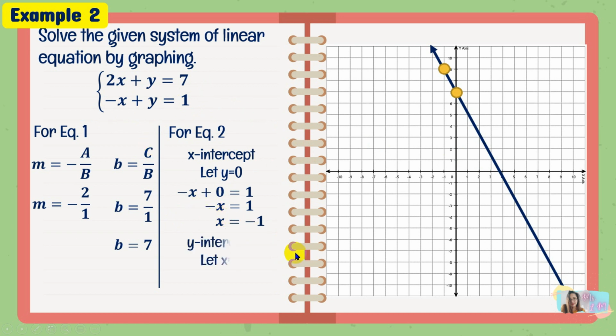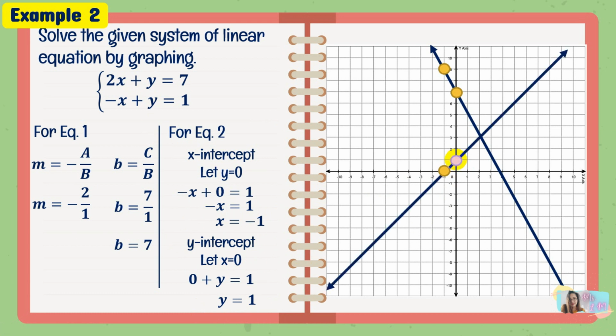Then, for the y-intercept, we have to let x is equals to 0. So, we have 0 plus y is equals to 1. So, obviously, y is equals to 1. Ito po yung ating ipa-plot. Again, x-intercept is negative 1. So, doon tayo magpa-plot sa negative 1 ng x. And then, yung ating y is positive 1. So, magpa-plot tayo dun sa 1 ng ating y. Then, draw the straight line passing through these 2 points. At yung point of intersection nila will be the solution to this given system of linear equations.